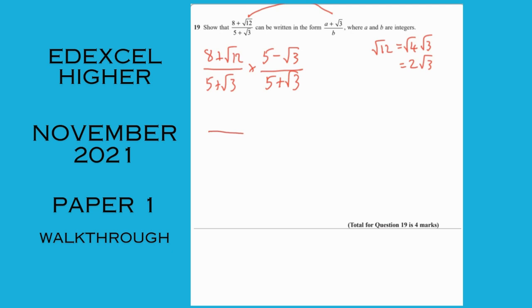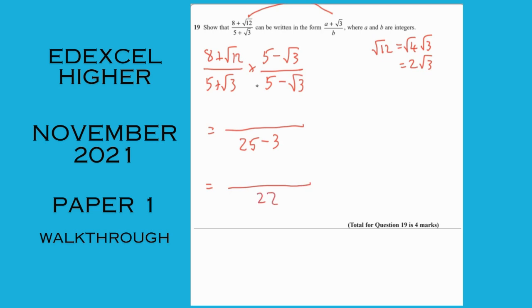So on the bottom, do the easy bit first. 5 5s are 25. What am I doing? Change the sign. On the bottom, 25 minus 3. So at some point when we start tidying it up, there we go.